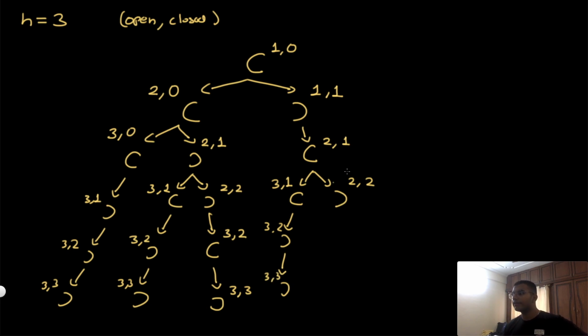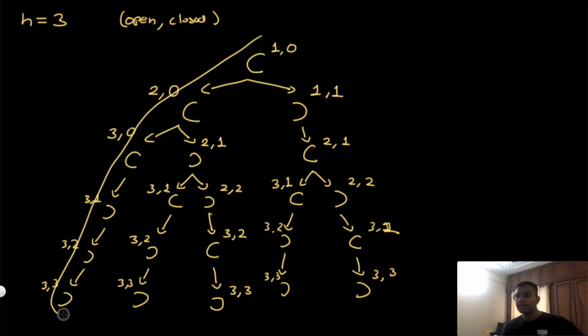Perfect. Finally, over here I have 2 comma 2. What happens here? Essentially I need to have an open bracket, so it becomes 3 comma 1, and then a closed bracket, 3 comma 2, and this becomes 3 comma 3. That's it. Now, how do we get the final result? The final result is all the paths. So this entire path is one result.